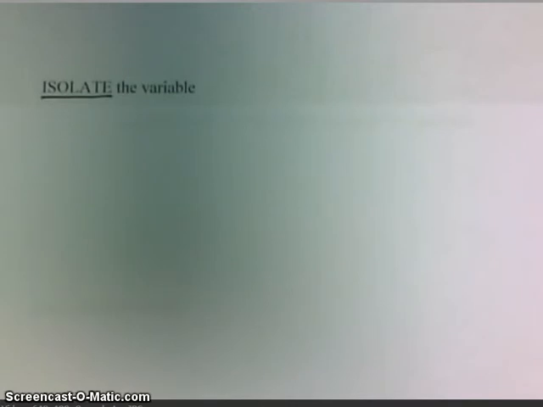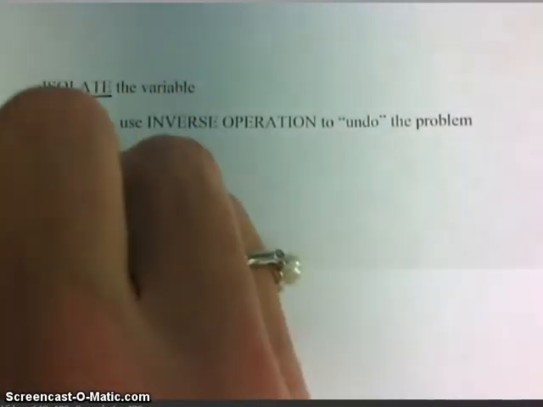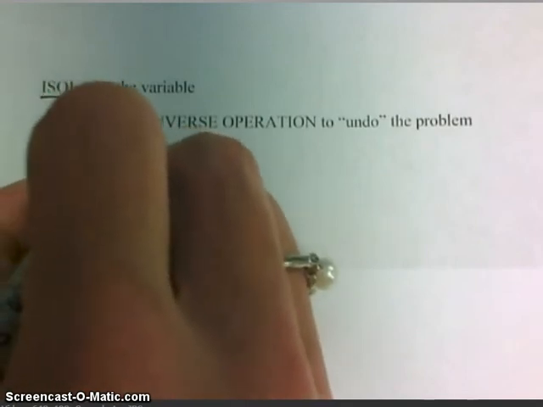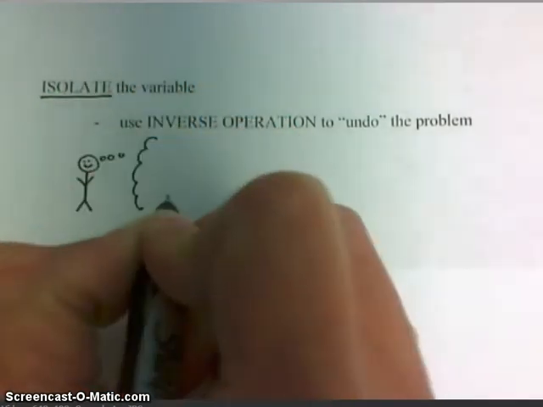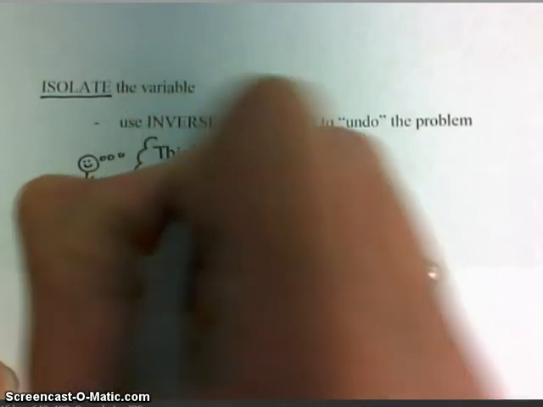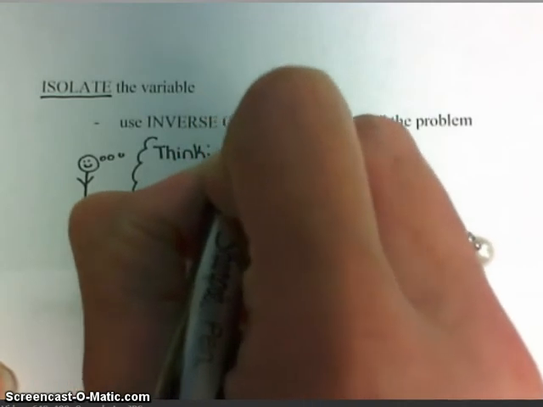Now, one way to do that is to use inverse operation, to undo the problem. Inverse means the opposite. So think, what is the opposite of what's actually being done to the problem? That's what you're going to do. So this is what I want you to think about. I'm going to draw myself a little person here, and they're going to think. This is their thought cloud. Whenever you come across an equation, this is what I want you to think about. What order should I go in?